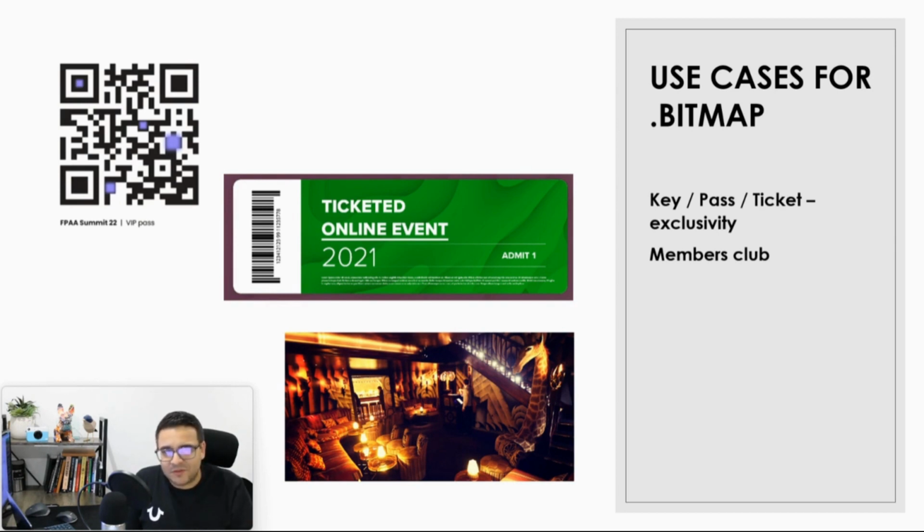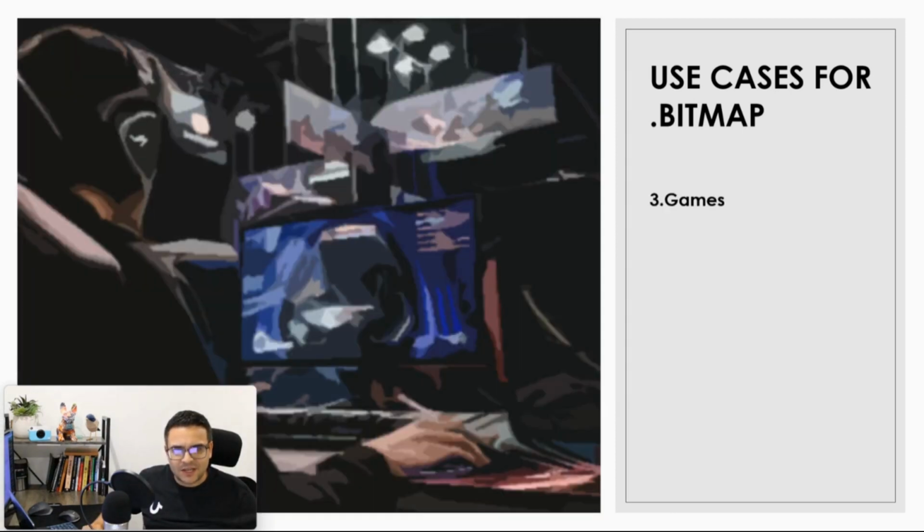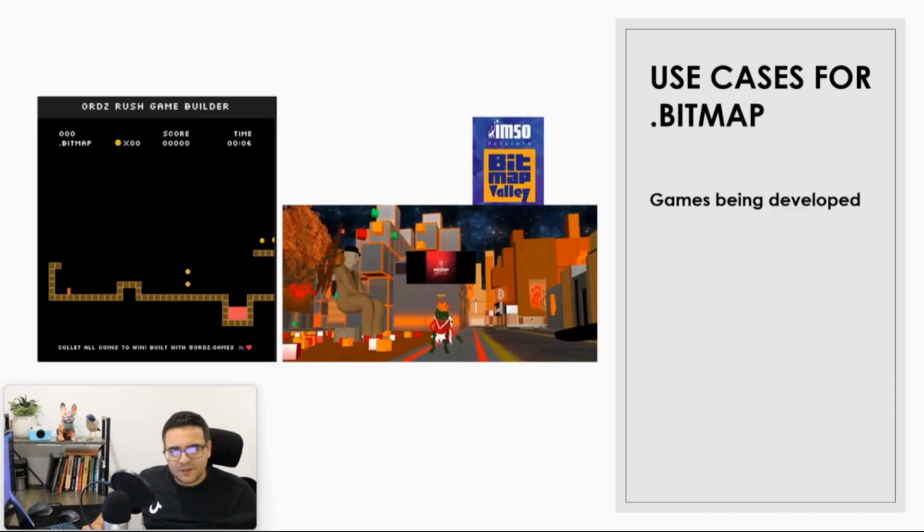Let's now move on to the next use case. So the next use case we're going to look at on Bitmap is games and potentially what could be built on it. So you may have seen already that there are some attempts at the moment to build games on this bitmap standard, which I think is really, really interesting. I believe some of these have been on chain and off chain.